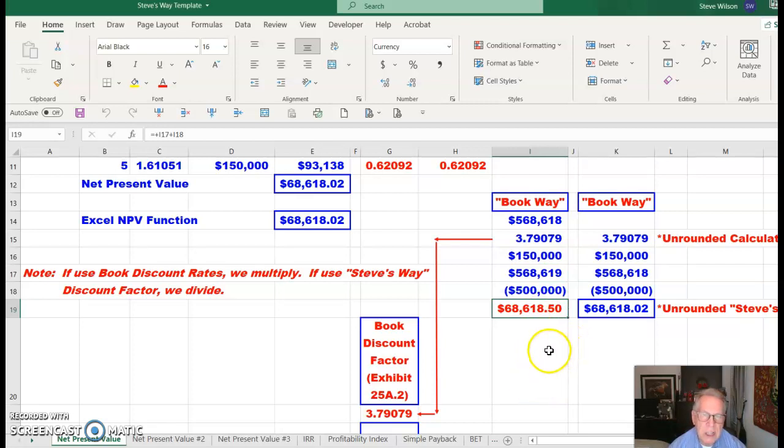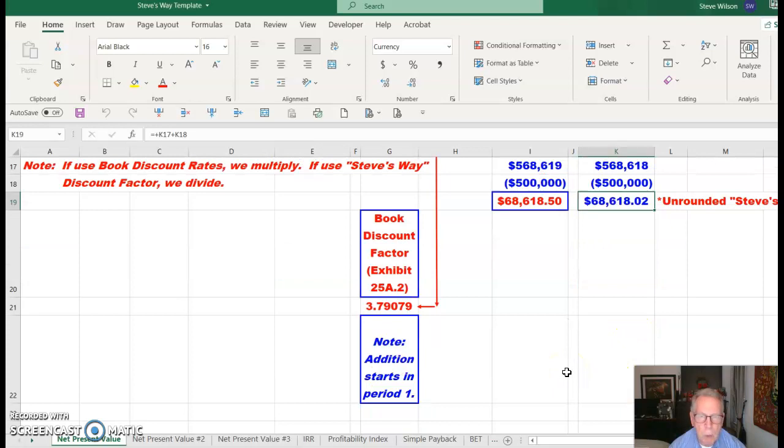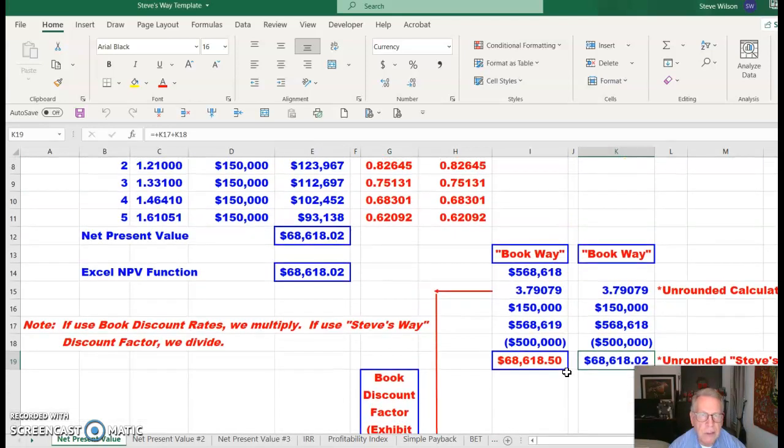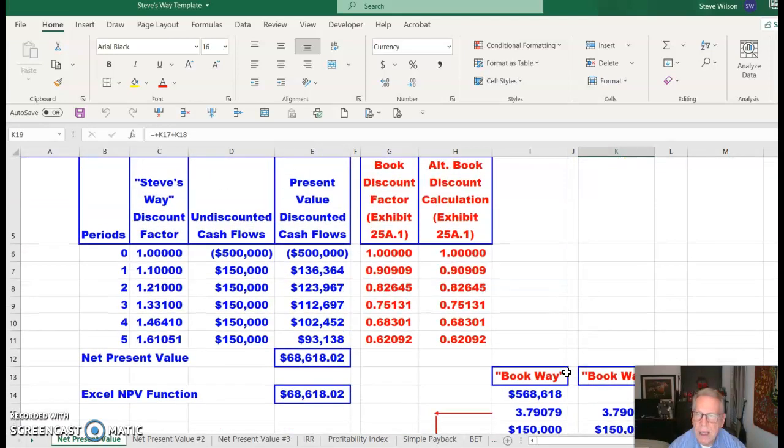68,618.50. You can see there's 48 cents difference here because this is rounded to 5 decimal points, whereas Steve's way takes it out more than that. If I use an unrounded rate, I get exactly the same number, just to show you the book way is working perfectly too. Okay, I think if you play with that a little bit, you'll understand exactly what we're doing as far as net present value.